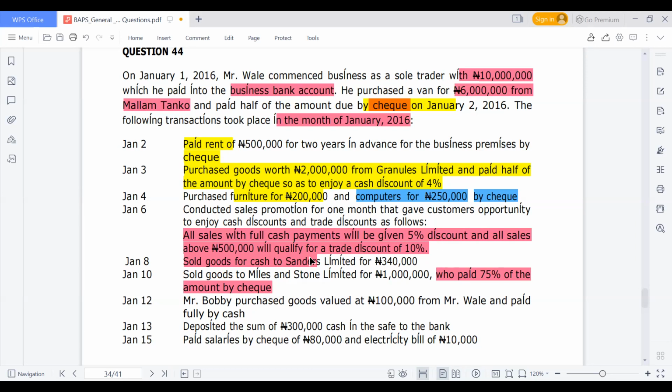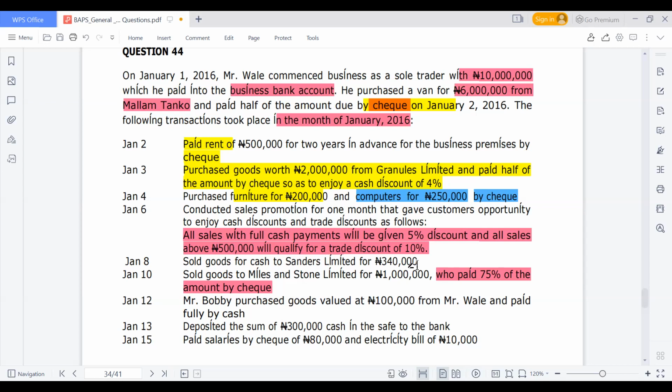Then we are now told that sold goods for cash to Sandra Limited for 340,000. So it's sold goods, so that means for cash. Sandra's is paying by cash. There's a full payment now. So is this particular organization going to enjoy trade discounts? Ask yourself. On January 8th now, which type of discount are we going to record? Is it trade discount or cash discount?